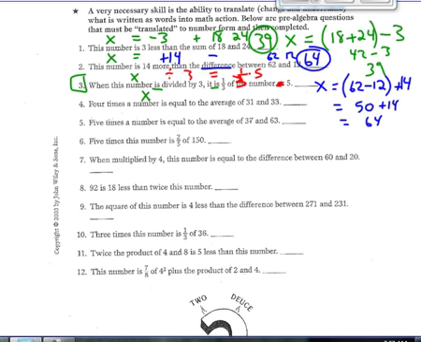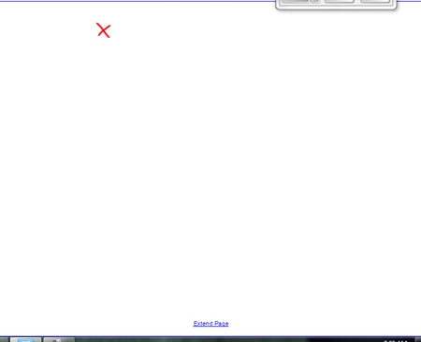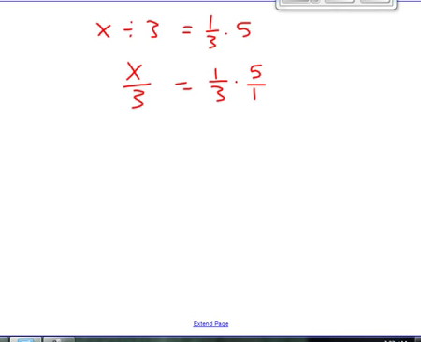I've got x divided by 3 is equal to 1/3 of the number 5. If I write this like this, and I write 5 like another fraction, then I can combine. I've got x divided by 3 over here, and I can multiply these two fractions together. 1 times 5 is 5, and 3 times 1 is 3.